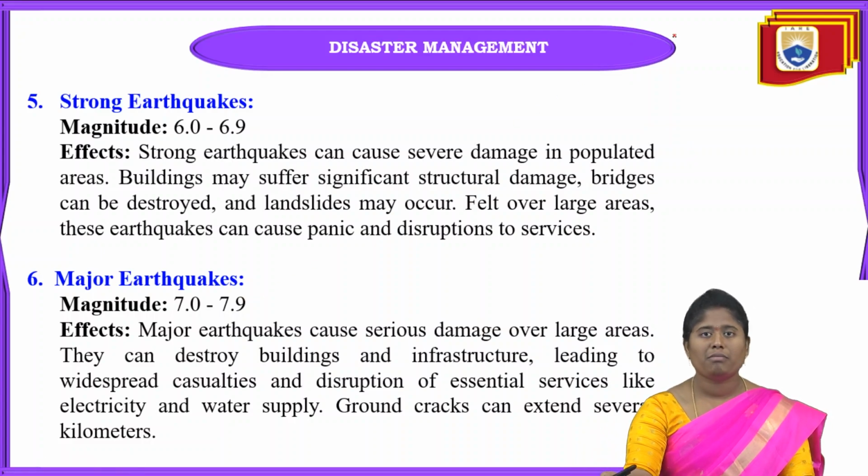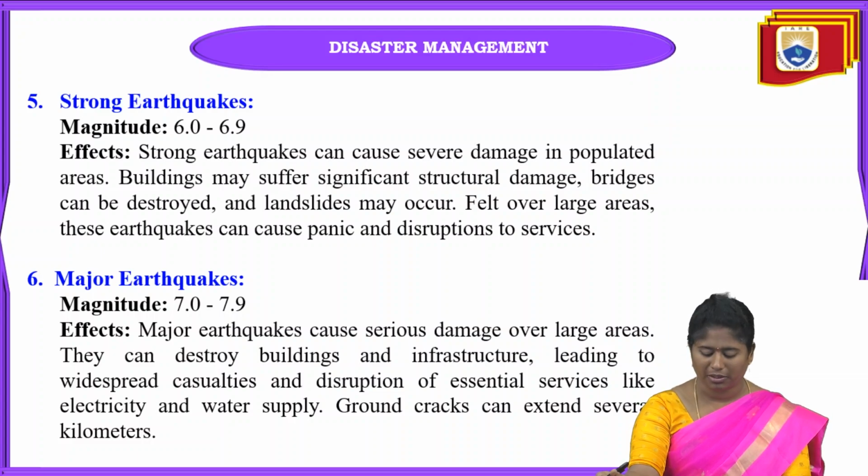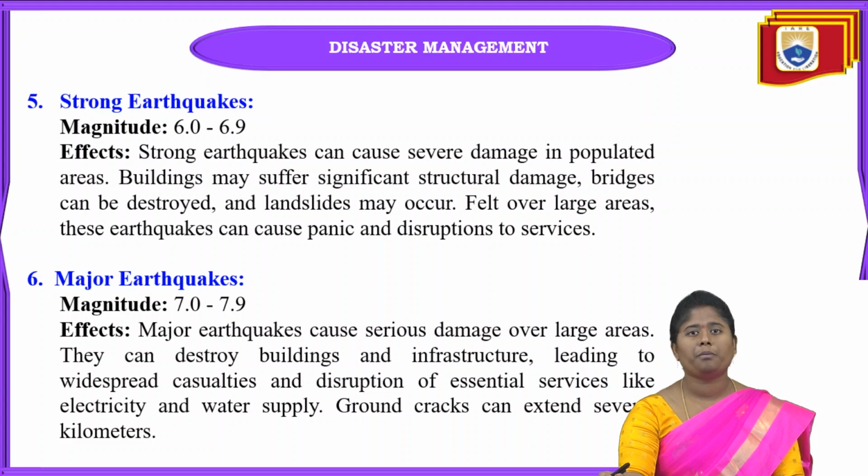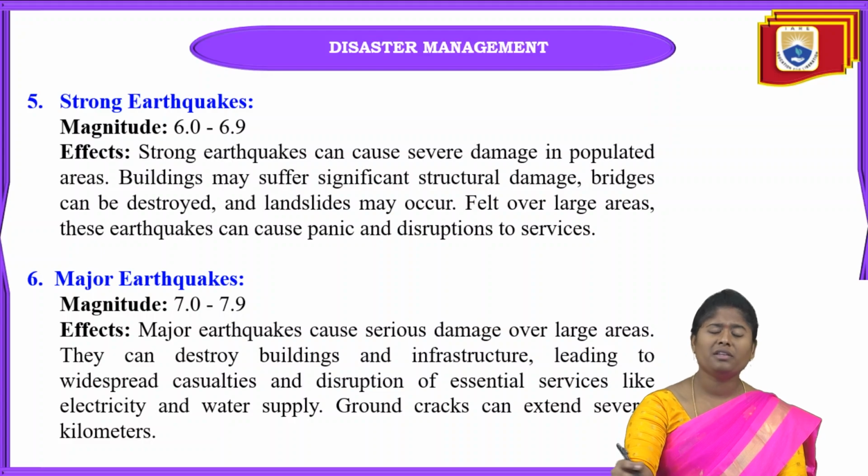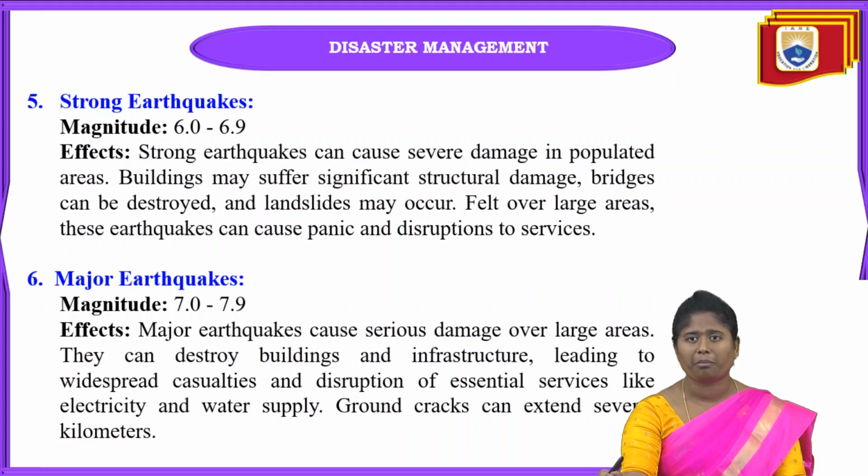Next one is major earthquakes. In this one, the magnitude is 7 to 7.9, and it will cause huge damage to the overall populated areas. Why? Because of direct collapsing of buildings and infrastructure, and we can't get essential services, like electricity or water supply.